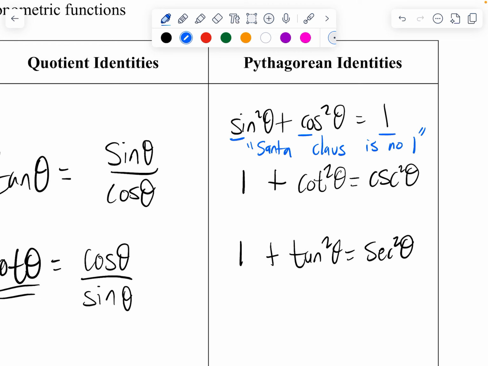All right, so the way I remember it, so S for sine, C for cosine, right, is your equal sign, and then the number 1, right? So Santa Claus is number 1. Sine squared plus cosine squared is 1.